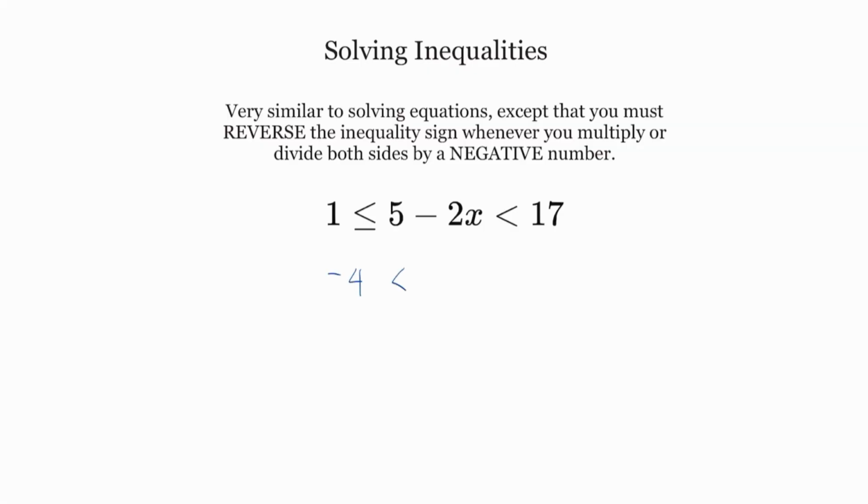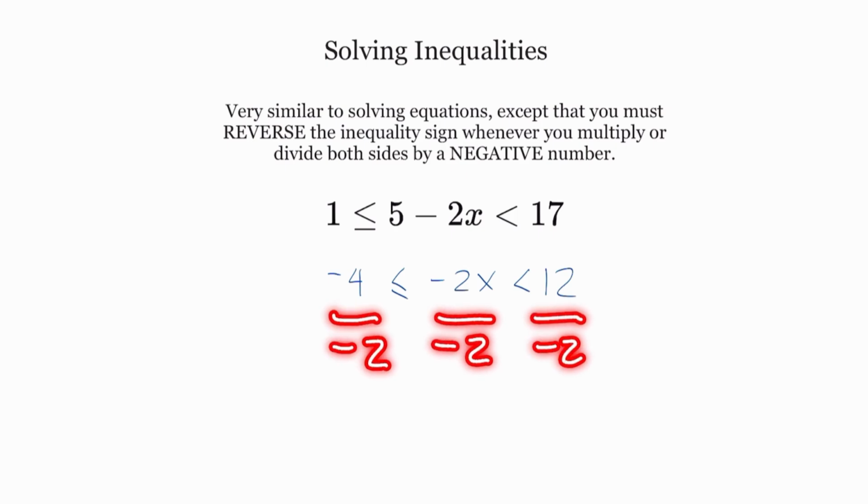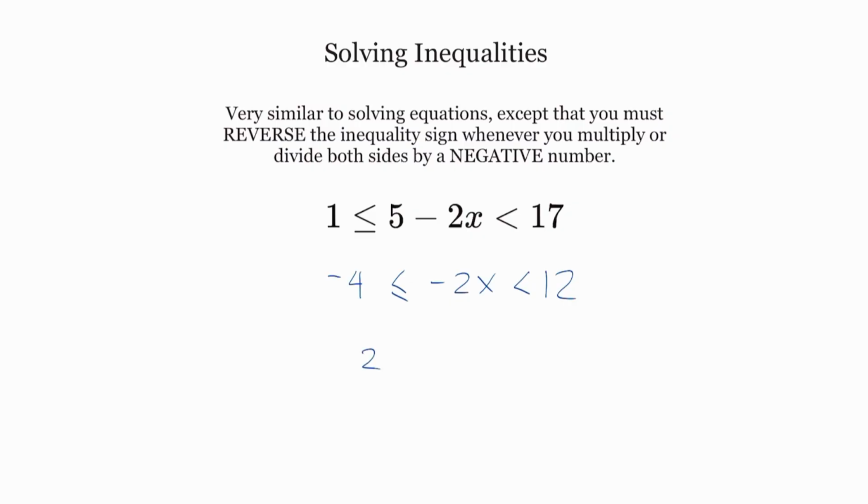Moving on to another example, we subtract 5 from both sides, and we obtain -4 and 12 on either side, and then we divide by a negative number. We're dividing by -2. Therefore, we have to flip these signs, right? So it becomes x is smaller or equal to 2, but greater than -6.